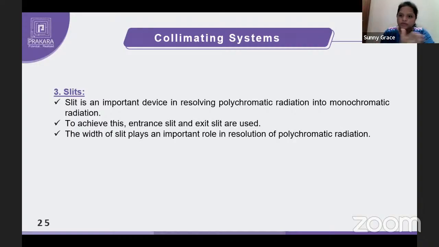The slit width also plays an important role. We have seen the deviations from the Beer-Lambert's law, right? Slit width also plays an important role for the resolution of polychromatic radiation. So this is about the collimating system.